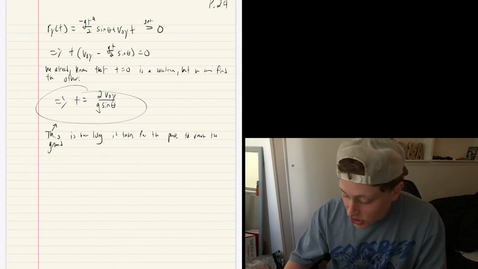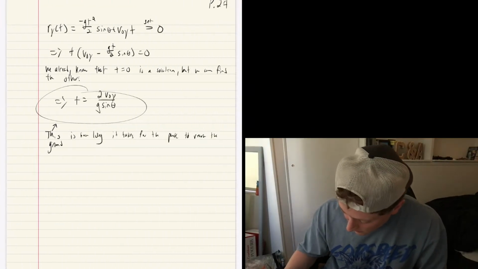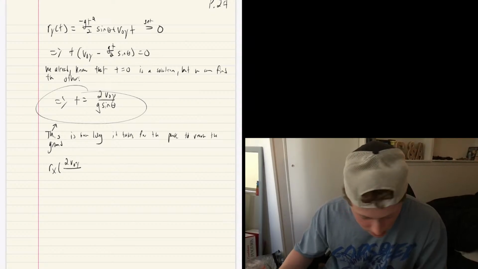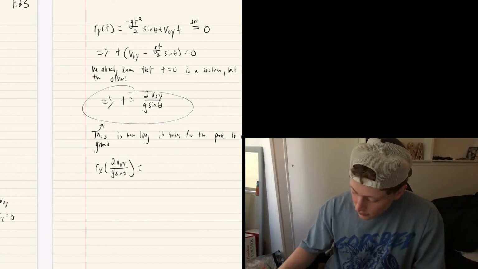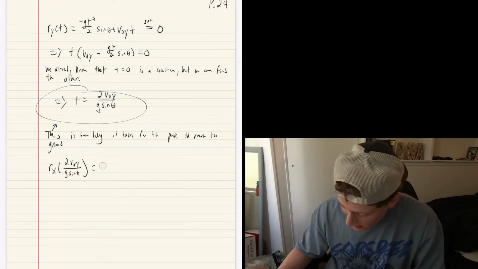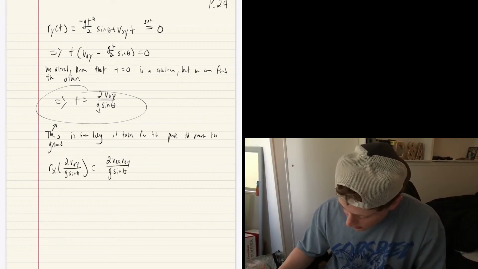Okay, so now we just need to plug this in for our position of our x direction. So this is v0x. I mean, this is literally just putting it next to it. So it's 2 v0x v0y over g sine theta meters.